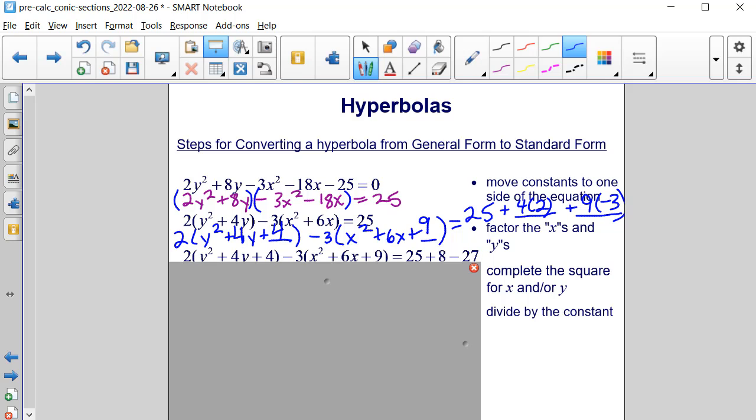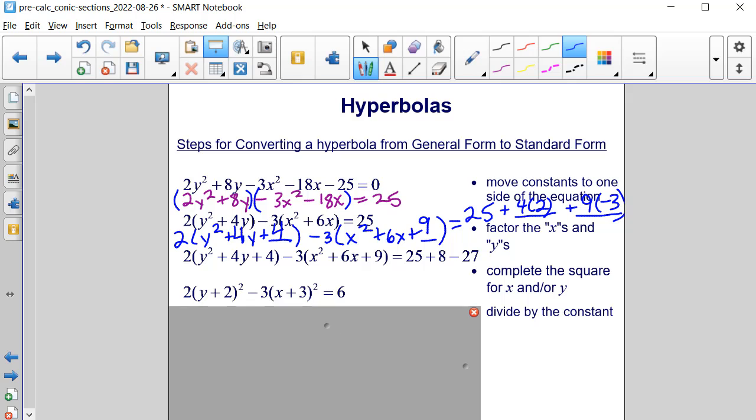So we're going to have 2 times, before we rewrite it as perfect squares, we can then simplify 4 times 2, which is 8, and 9 times negative 3, which is negative 27. So instead of plus negative 27, you could write minus 27. And now we can write these as our perfect squares. So we're going to have 2 times y plus 2 squared minus 3 times x plus 3 squared. And when we add up 25 and 8, we get 33, and 33 minus 27 is 6.